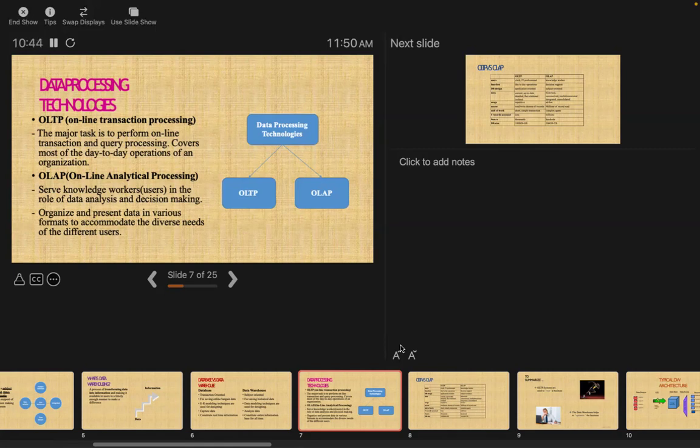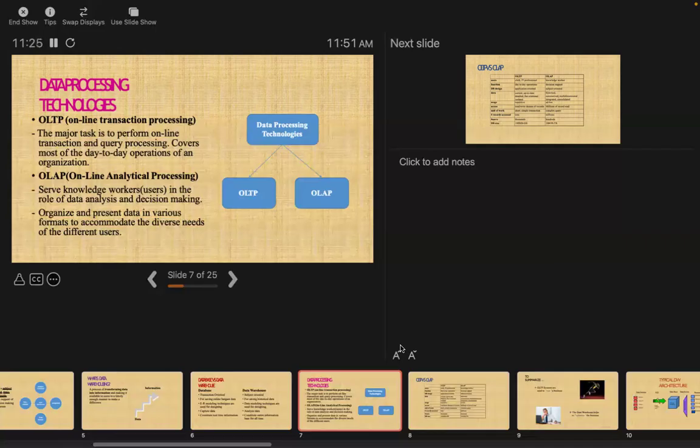Query processing means, suppose there is a query, say I want to know the roll number of Himatri. So I will search this ID: select ID where first name is equal to Himatri. Yes, this is a kind of query, right? For this type of online transaction and query processing, we use online transaction processing, that is OLTP. It is a kind of day-to-day operation. But OLAP you can consider as one step above it. It is used for analytical purposes.